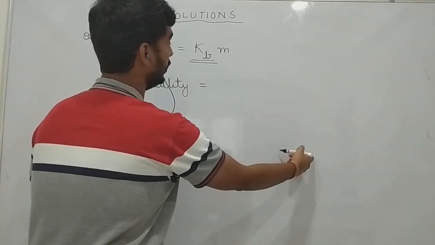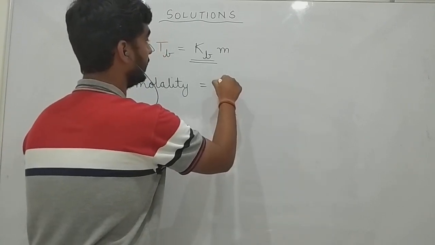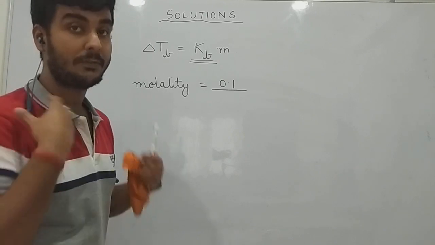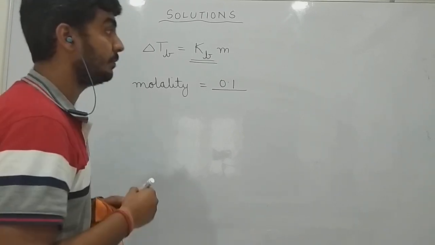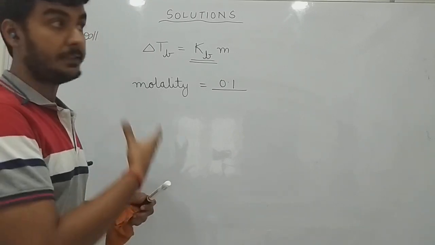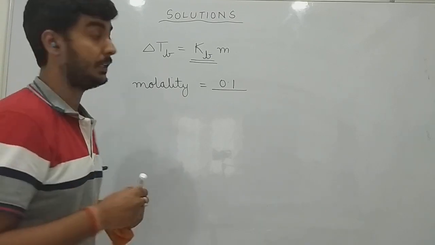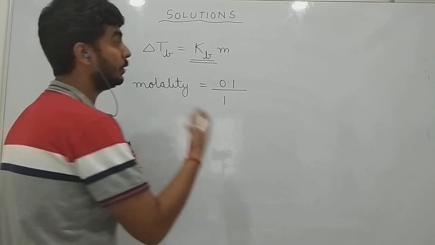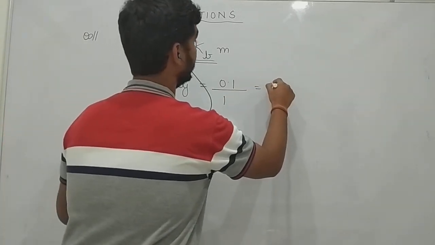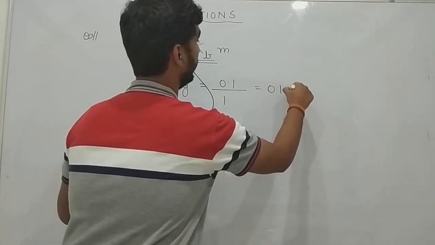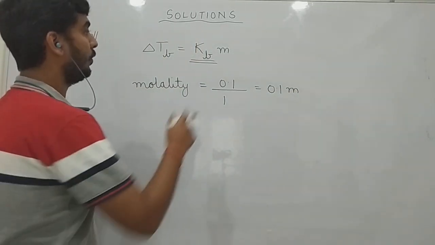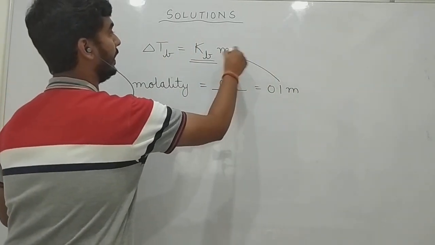The number of moles of solute we have found out, it was 0.1 mole, divided by the mass of solvent in kg. The mass of the solvent should be in kg. What is the solvent? In this question, water is the solvent and the mass of water is 1 kg. So it is already given in kg, no need to convert it. So the molality of the solution is 0.1 molal.